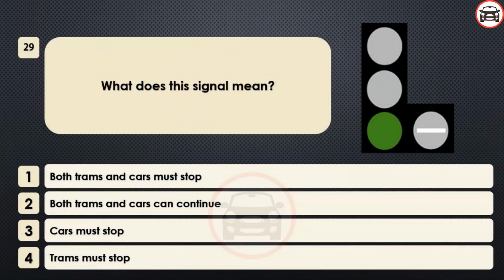What does the signal mean? 1. Both trams and cars must stop. 2. Both trams and cars can continue. 3. Cars must stop. 4. Trams must stop.